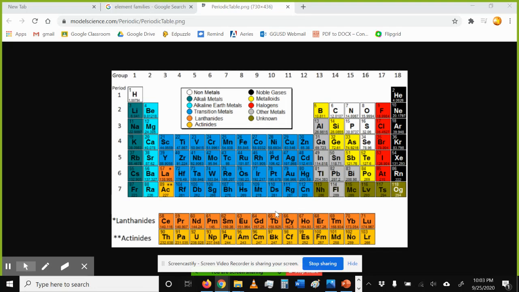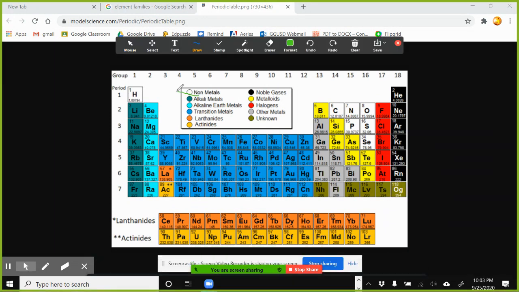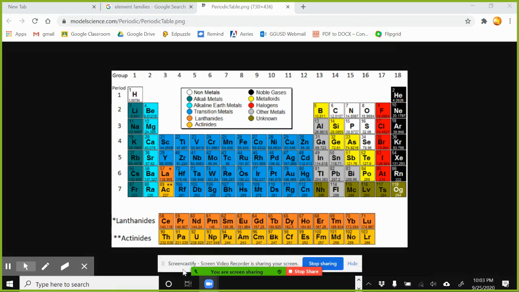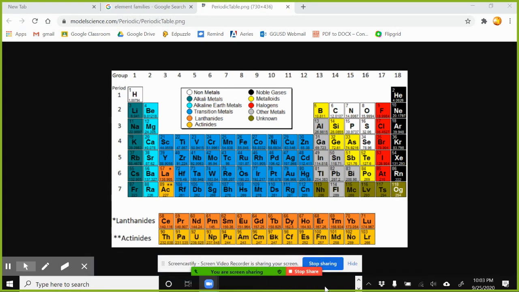Hey everybody, let's talk about what you get when we're dealing with element families. So what is an element family? You may have noticed in the notes there's things like alkali metals and alkaline earth metals and transition metals and whatnot. But what do we mean by that? Well, let's take a look at some of the things that were covered in the notes on this subject.